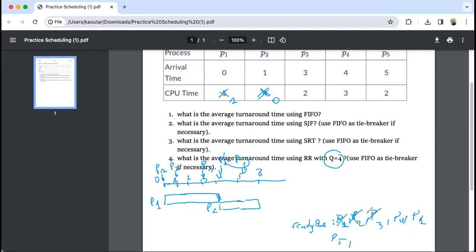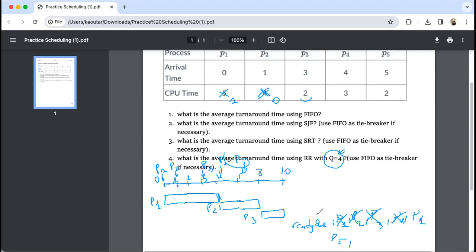So the next in the head of the queue is P3. P3 will start executing. P3 needs a total CPU time of 2. So even though the time quantum is 4, P3 only needs 2 units. So it will exit at time 10. We will not put it again in the tail of the queue because P3 has already finished executing.